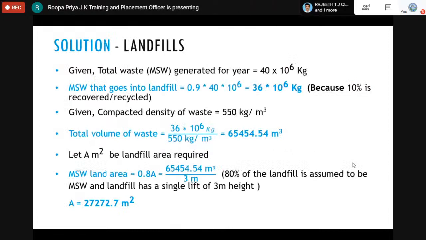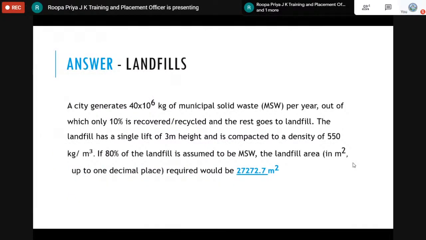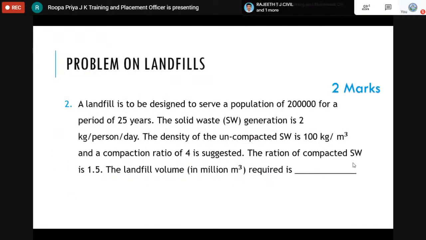First of all, we are finding out the total waste generated per year, and we're also finding out how much of municipal solid waste goes into the landfill, considering what percentage of it is going into the processing unit, that is the recovery, recycle, reuse. Considering the compacted density of the waste, we are calculating the total volume of the waste generated. And considering the percentage of the area required for landfilling, we are calculating the municipal solid waste land area in meter square. So this is about landfills. This was for 2 marks.